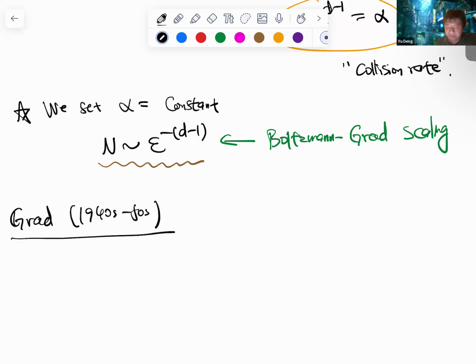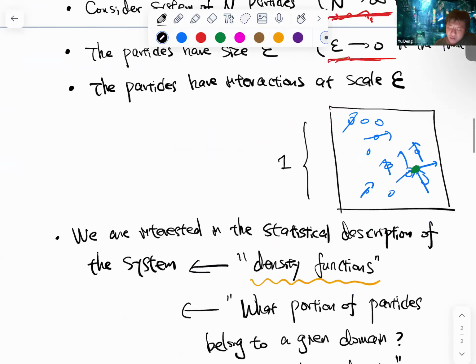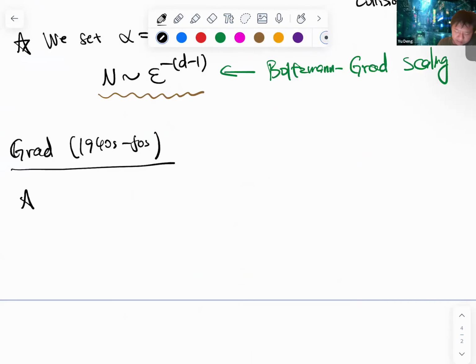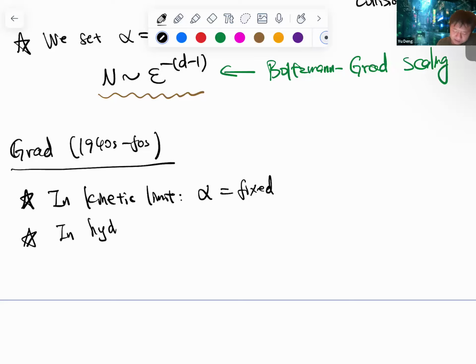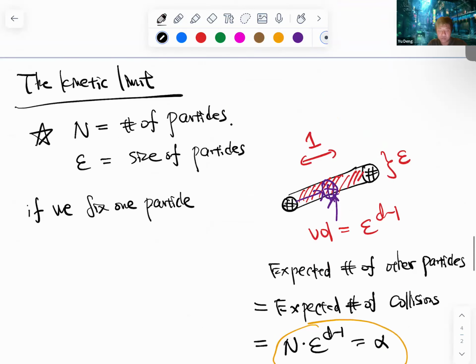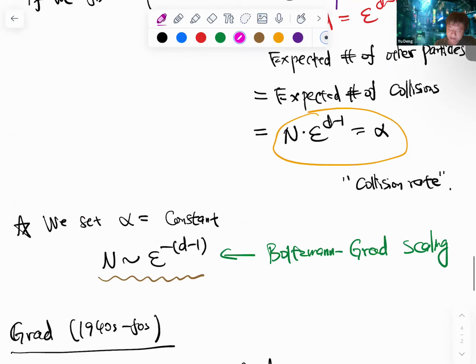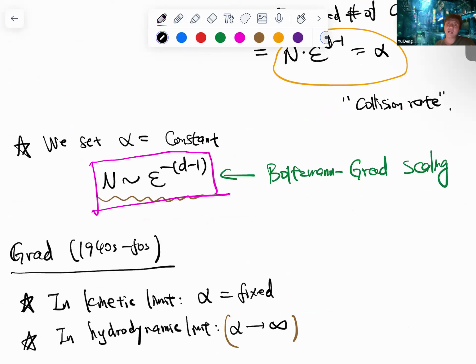So this is the setup we'll be taking for our lecture. Of course, there is another limit. Remember that in the second, hydrodynamic limit, we are going to take alpha to go to infinity. So in the kinetic limit, alpha is fixed, and in the hydrodynamic limit, we'll let alpha go to infinity. This fixed constant will move and go to infinity. So this is the first thing: we take n goes to infinity, epsilon goes to 0, under this scaling relation.